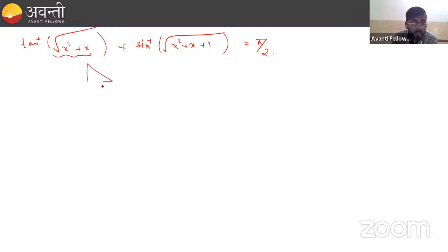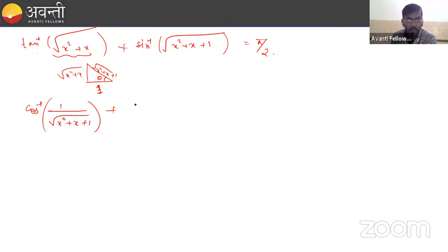So what we will do here is we can write tan inverse of this thing. So we will draw a triangle. Let's assume this angle as theta. So this is under root x² + x, this is 1, so this becomes under root x² + x + 1. So we can write this as cos inverse of 1 upon under root of x² + x + 1 plus sine inverse of under root of x² + x + 1, and this will be pi by 2, right?